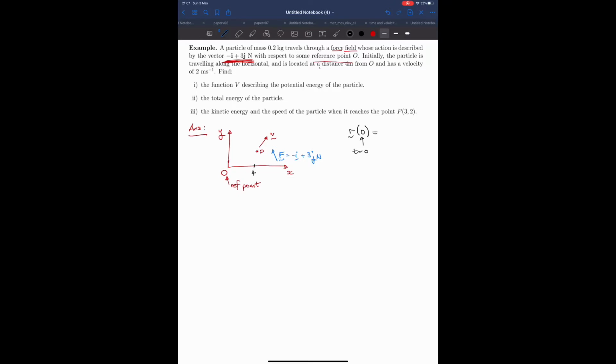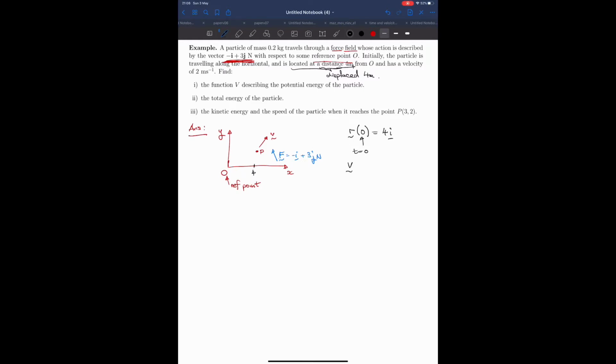So we can say located or displaced, because this tells us displaced 4 meters from O. This tells us the direction with respect to O that we measure the distance. So let this be our initial position. So 4 along the horizontal axis, we need to represent this position as a vector, so that's 4 times i.